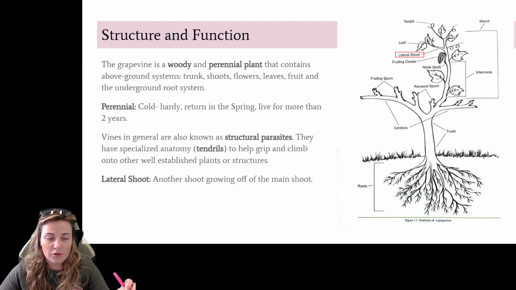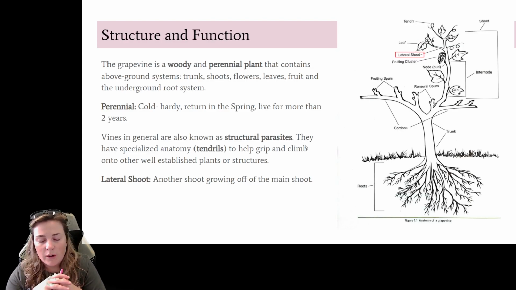So we'll talk about structure and function first. The grapevine itself is a really interesting plant. They're kind of like monsters, honestly. It's known as a woody and perennial plant that contains above ground systems, which is the trunk, shoots, flowers, leaves, fruit, and then an underground system, which are the root systems, right?